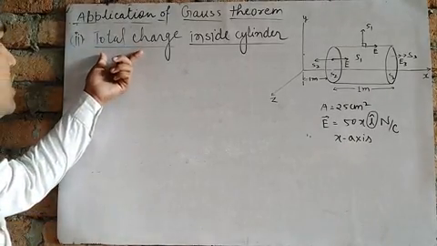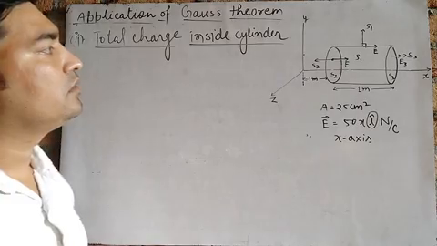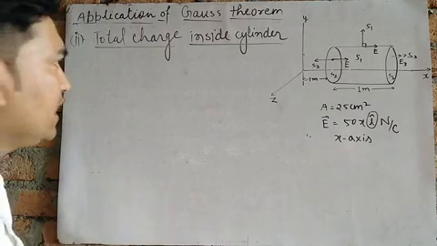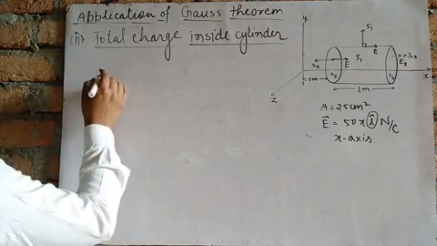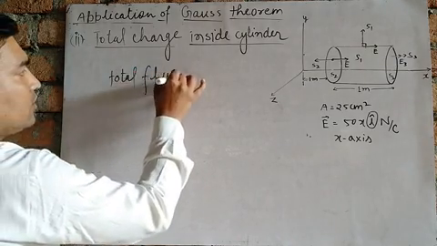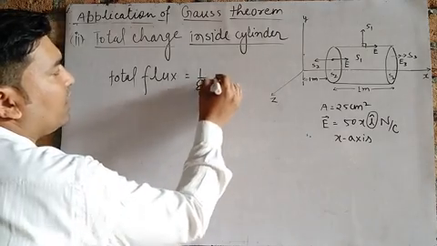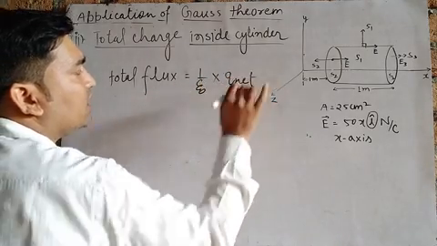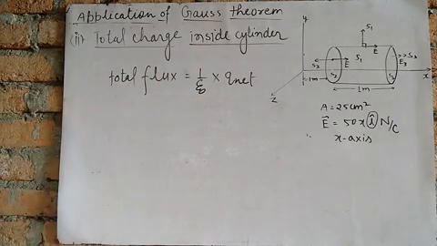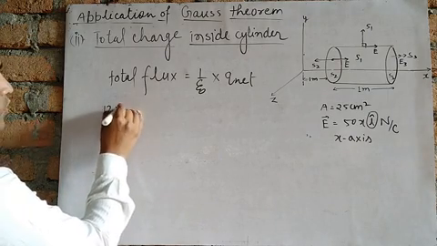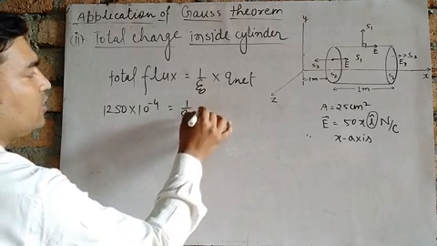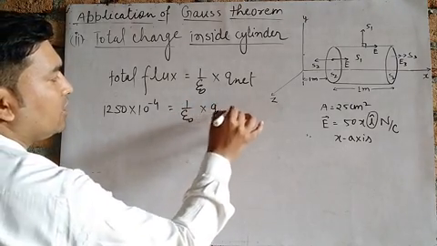The second part of this question is the total charge inside the cylinder. How to find the total charge inside the cylinder? Using Gauss theorem, it is very easy, because the statement of Gauss theorem is total flux equals 1 upon epsilon naught times the net charge enclosed within the surface. This is the statement of Gauss theorem. And as we calculated the total flux, what is the total flux? 1250 into 10 to the power minus 4 equals 1 upon epsilon naught into Q net. We have to find this Q net.